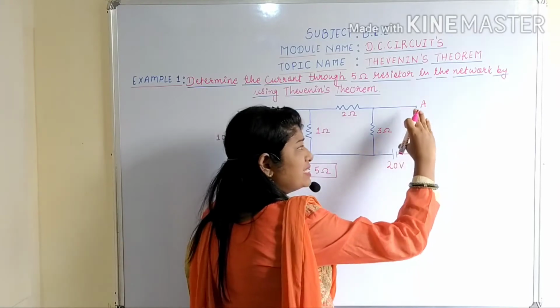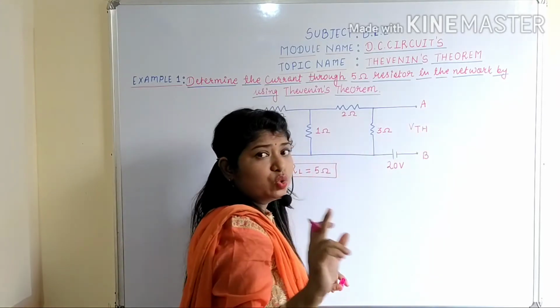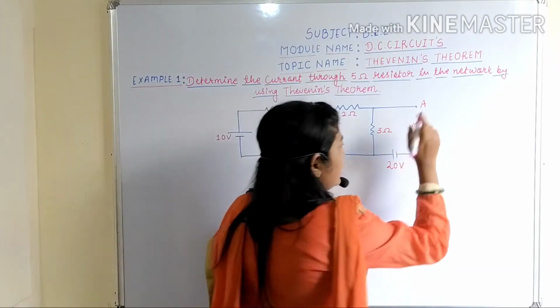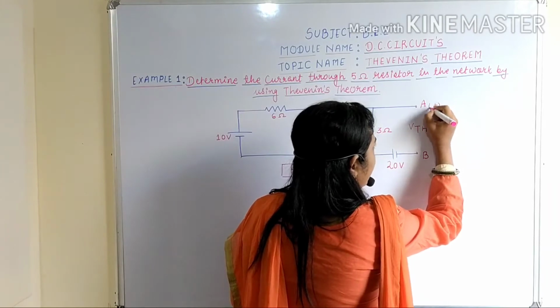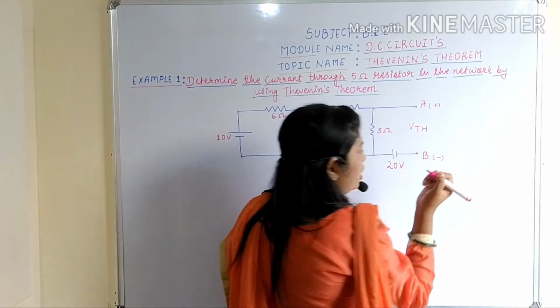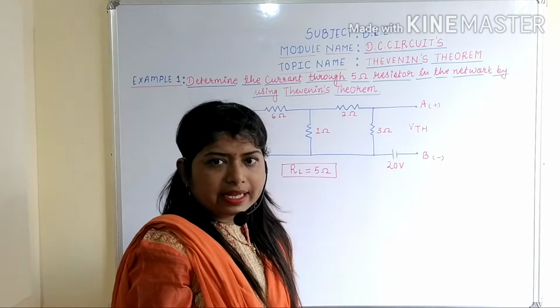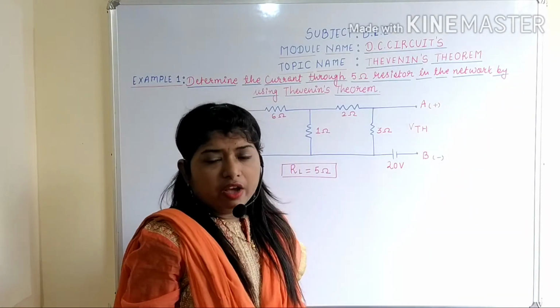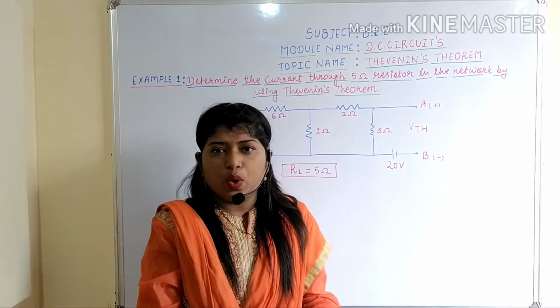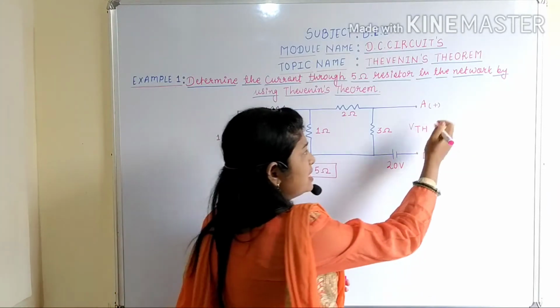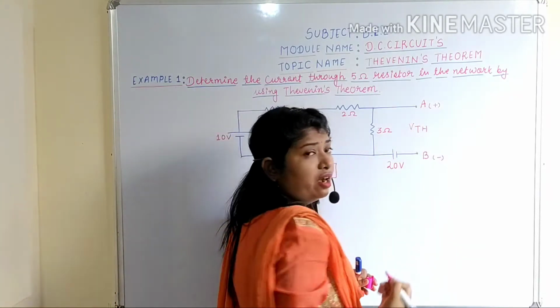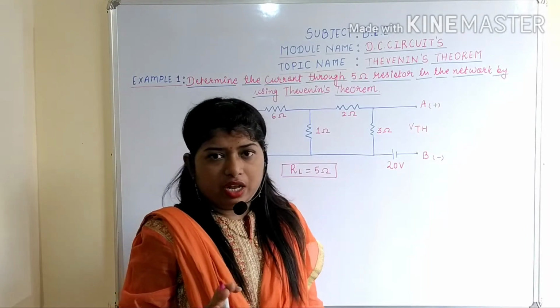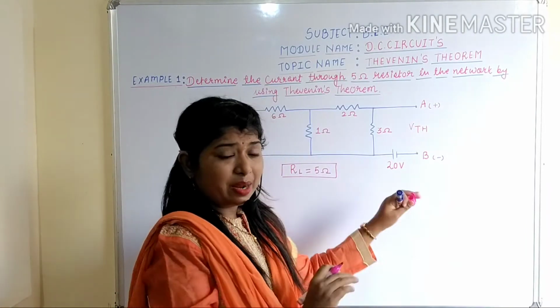You have to assign VTH across two open terminals. Let's consider this would be your higher potential and this would be your lower potential. You can consider negative potential over here and positive. It is up to you which potential, which direction you have to consider. So I have considered here positive potential and here negative potential. I hope you have understood step number 2.